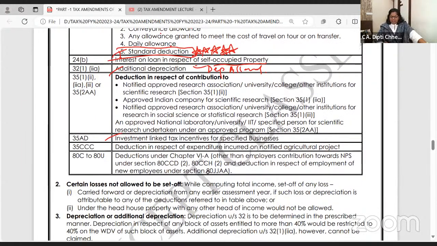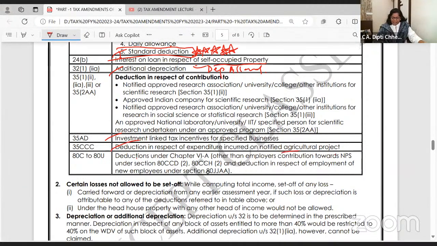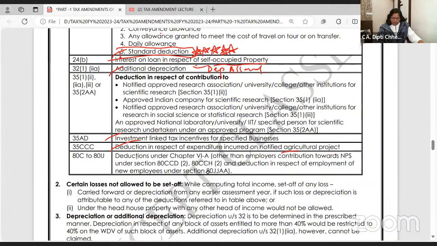35 AD, investment linked tax incentives. 35 AD, you all remember? Specified businesses, fertilizers and warehousing and 2-star and above hotel and multi-speciality hospital. So 35 AD deduction will not be given if you are opting for default tax regime and you are having a business income. 35 triple C in case of notified agricultural project and all you are getting deduction, that will not be allowed. Yes, on this you can expect a lot of questions.